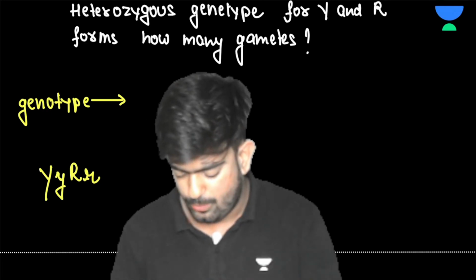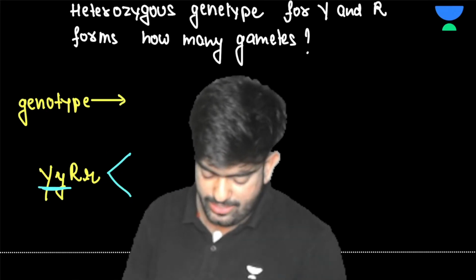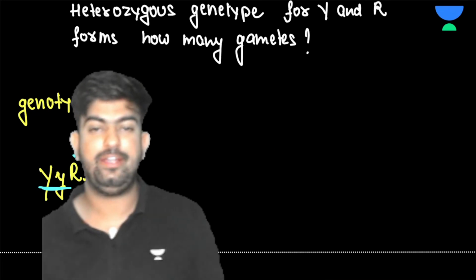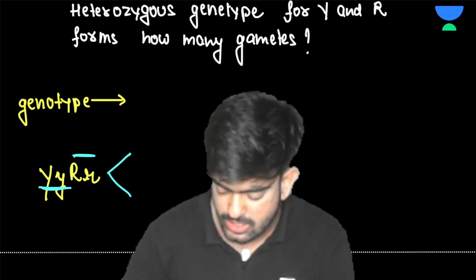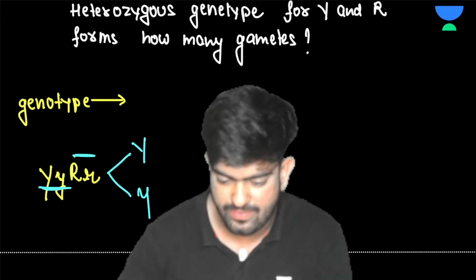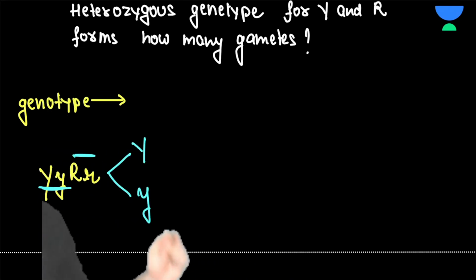Okay, so now bifurcate it. This is one heterozygous pair, this is another heterozygous pair. What we have to do is bifurcate. So this is capital Y and this is small y. Done. First step of the gamete formation is done.